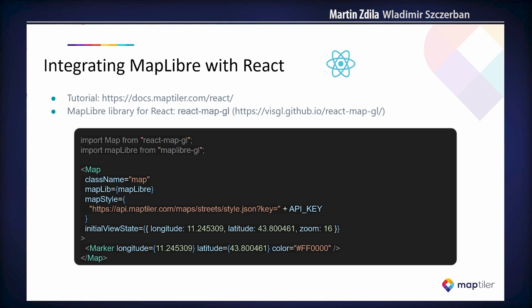In this demo, you see you have to import the map from React-Map-GL, and you need to import the MapLibre library because this library also supports Mapbox. So if you want to use MapLibre, you have to import it and specify it in the mapLib attribute. And then you specify the style which should be used. In this case, we are using the nice Streets style from MapTiler. You specify the initial view state, so which part of the map you would like to see. I'm also showing a marker at some position and some color. You can of course use MapLibre with React without this library, but then you need to handle all this low-level binding on your own.